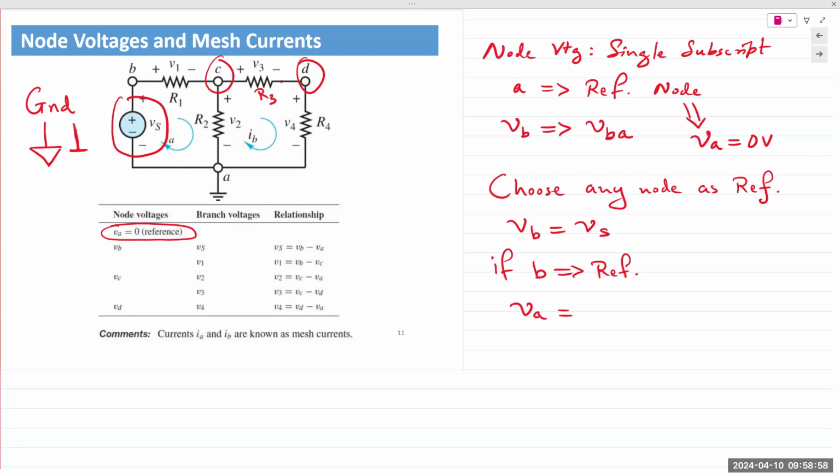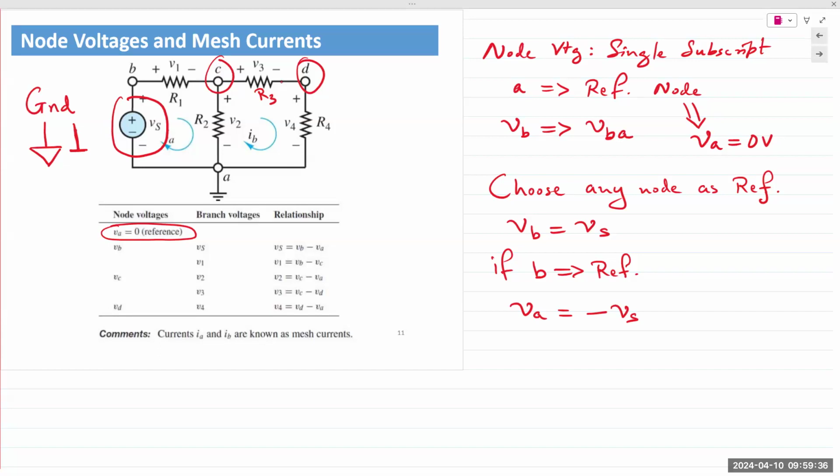Magnitude doesn't change. If the distance between 2 points is 10, that distance is not going to change. If I look up, it's plus. If I look down, it's minus. It's minus VS. So if you have a voltage source connected in a circuit, you always choose one end of that voltage source. It's easier if you choose the negative end of that voltage source as your reference point. So you automatically have the answer at the other end of that source.